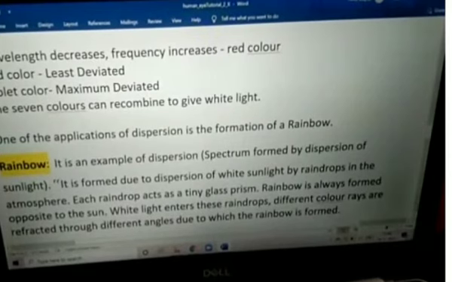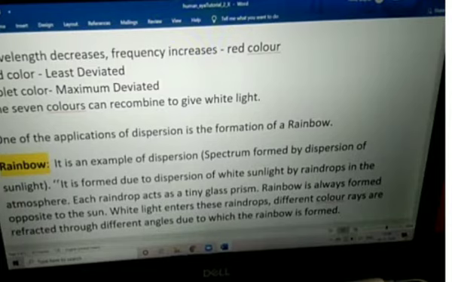He explained that wavelength decreases and the frequency increases. So red color has the least deviation, whereas violet has the maximum deviation.